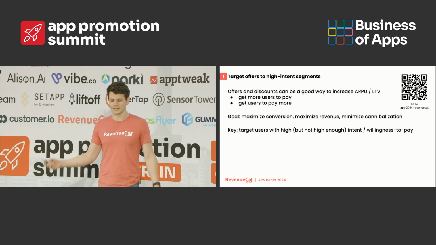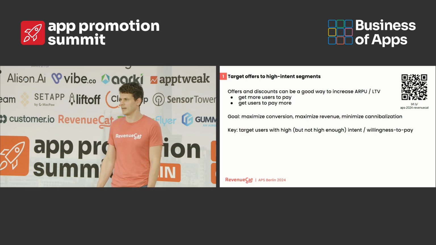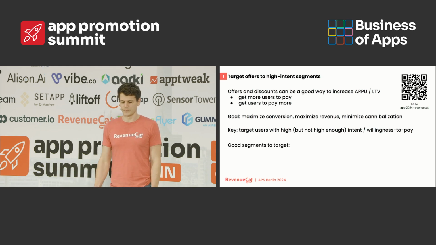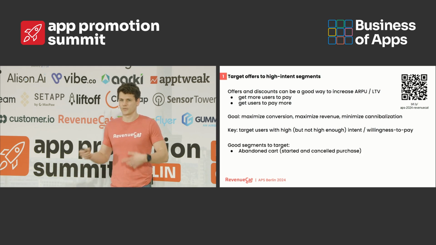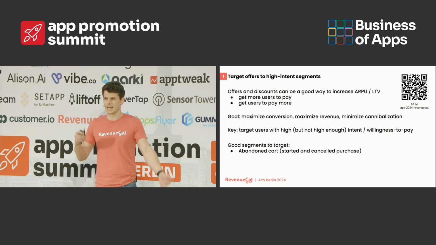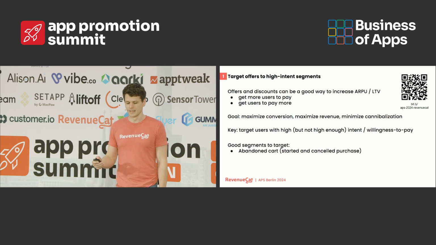So how do you do that? You target users with high but not high enough intent or willingness to pay. In other words, somebody who has a high intent but not quite high enough to buy at the full price. Here are some ideas for segments to target that maybe exhibit this behavior. First one is abandoned cart. This is very common in e-commerce, but in the app space still not used nearly enough. Somebody who started but then canceled the purchase displayed a signal of intent, but maybe not quite enough to convert at the full price.